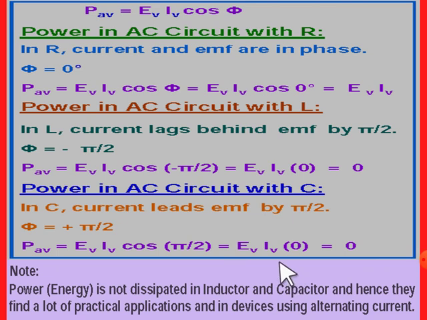So in total, the average power will be equal to 0, and hence they find a lot of practical applications in our day-to-day life and in devices. This is possible in the case of AC current. In an AC circuit containing L and C, there is no consumption of power.